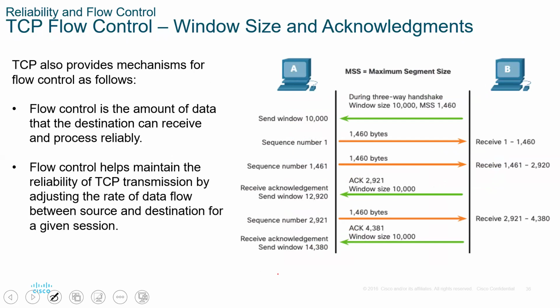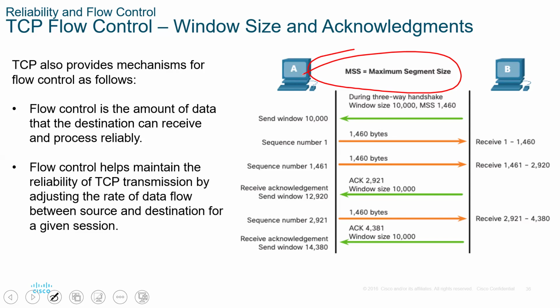Now, flow control and window size are also very, very important. The TCP provides flow control mechanisms, and the whole essence is to ensure that from source to destination, there is no problem. Flow control is the amount of data that the destination can receive and process reliably, so that you don't overload it. That's where you have what we call the maximum segment size, right? So the flow control helps to maintain the reliability of the TCP transmission by adjusting the rates of data flow between the source and the destination. So they will have to do some negotiation between the source and the destination using the medium that is there to say, okay, how much can you chew? How much can you take?